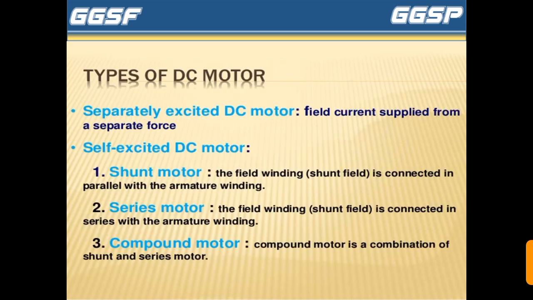Now the types of DC motor. In a separately excited DC motor, the field current is supplied from a separate source. It's called the separately excited DC motor. Now self-excited DC motor. In a self-excited DC motor, there is shunt motor, series motor and compound motor. First, the shunt motor: the field winding is connected in parallel with the armature winding. It's called a shunt motor. The second one is the series motor: the field winding is connected in series with the armature winding. It's called a series motor. And the last one is the compound motor, which is a combination of shunt and series motor.